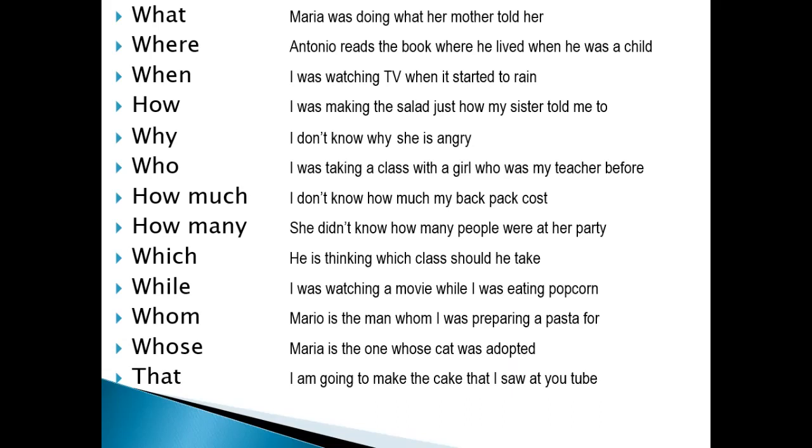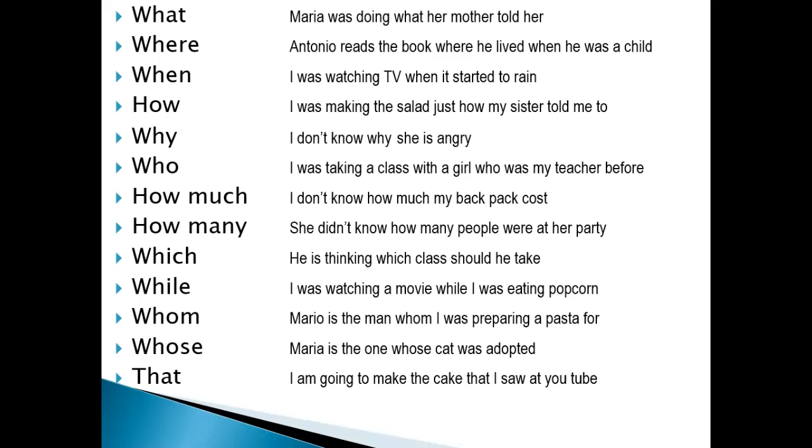How much? I don't understand, or I don't know, I'm sorry, how much my backpack cost. How many? She didn't know how many people were at the party. Which? He's thinking which class should he take. While? I was watching a movie while I was eating popcorn. Whom? Mario is the man whom I was preparing a pasta for. Whose? Maria is the one whose cat was adopted. That. I am going to make the cake that I saw on YouTube.